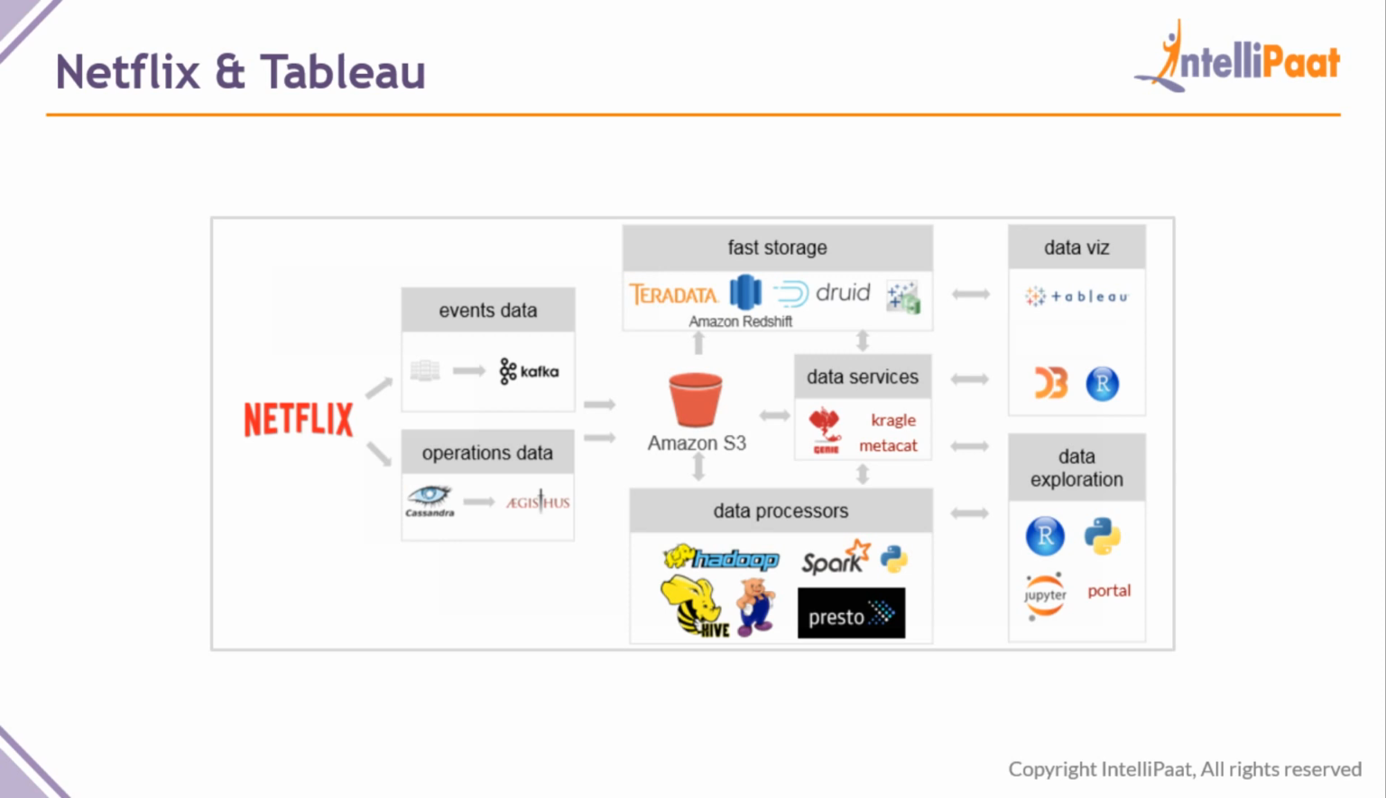Then you have data processors that basically help you to process all of this data. Each of these tools that have been mentioned, Hadoop, Spark, Presto, Hive, and Pig, basically help Netflix to process such large amounts of data. They're highly optimized to process all of this data. And then data services, which basically help you to transmit the data from here and there. Then you have data exploration.